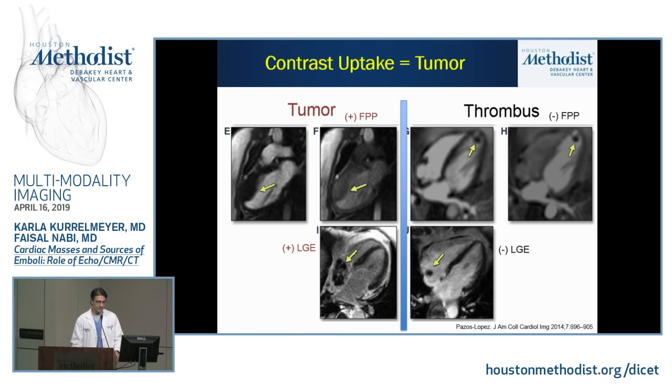This is an example of that. We have two masses here, one on the right-hand side of the screen. You can see this at the apex. You can see both on first-pass perfusion and late gadolinium enhancement that there's no evidence of contrast uptake. This would be consistent with thrombus. Whereas tumors always will take up contrast. They have vascularity. Gadolinium will make its way into the body of the tumor. Notice I'm not saying whether it's benign or malignant. I'm just saying tumor: contrast uptake equals tumor.